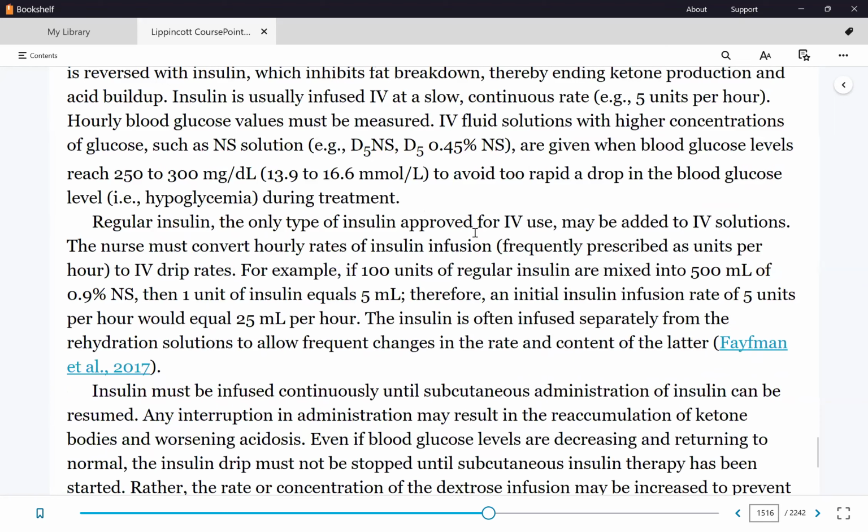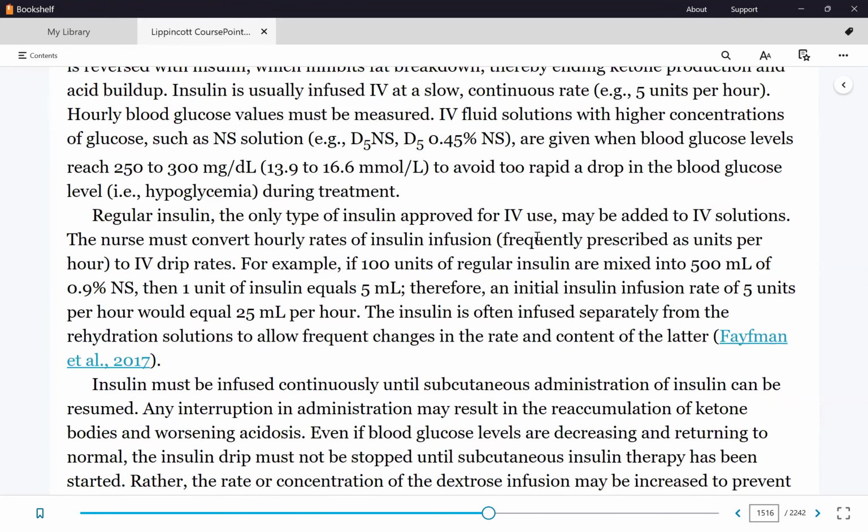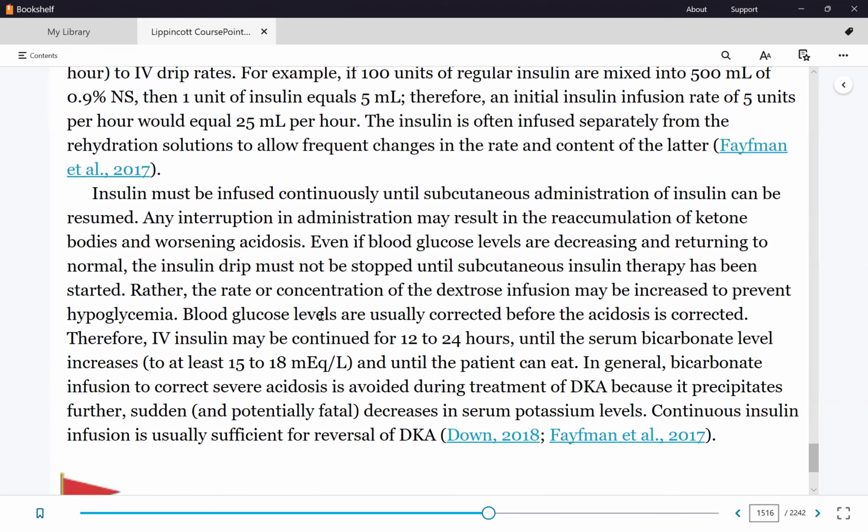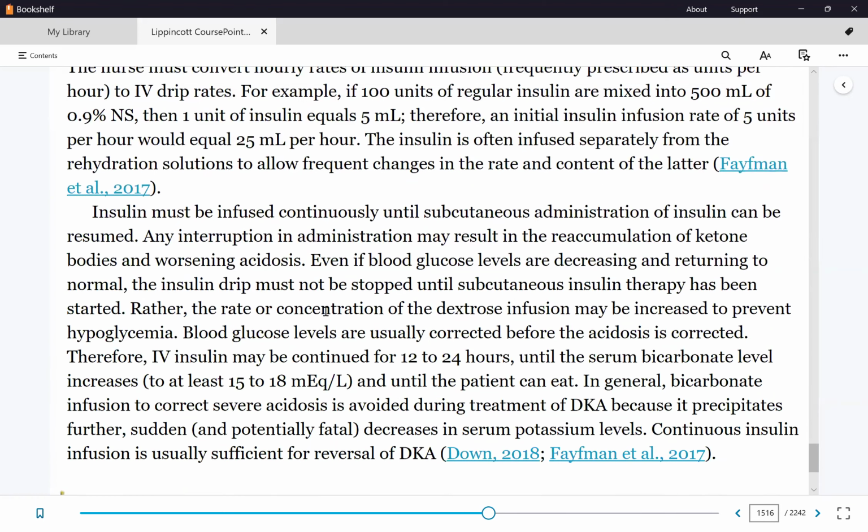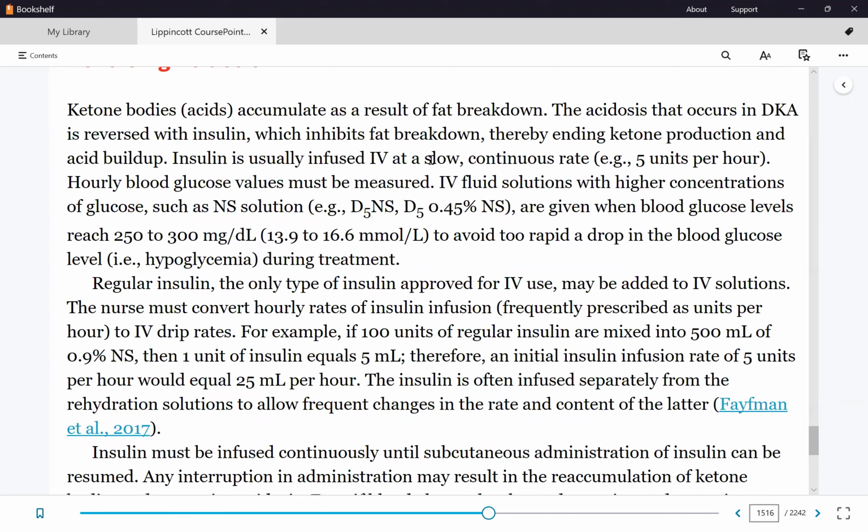Now, if the sugar drops too fast, the doctor may order dextrose solution. It's written somewhere right here. So if the sugar is dropping too fast, the doctor may order D5 normal saline or D5 half normal saline, okay, if it's dropping too fast.